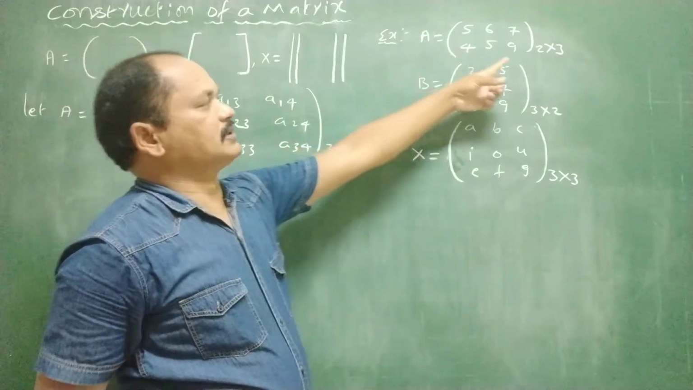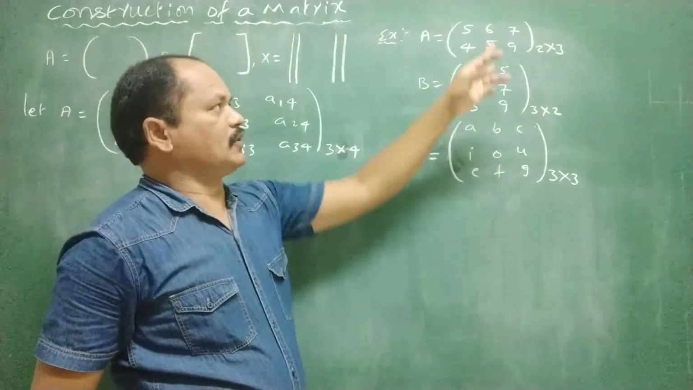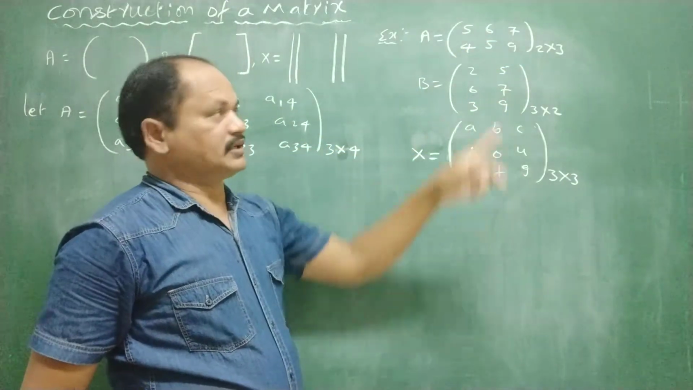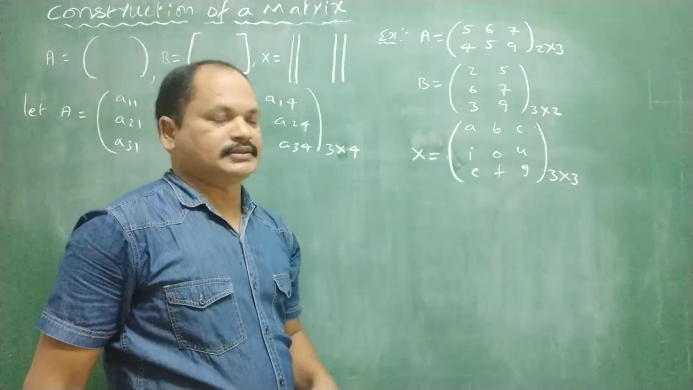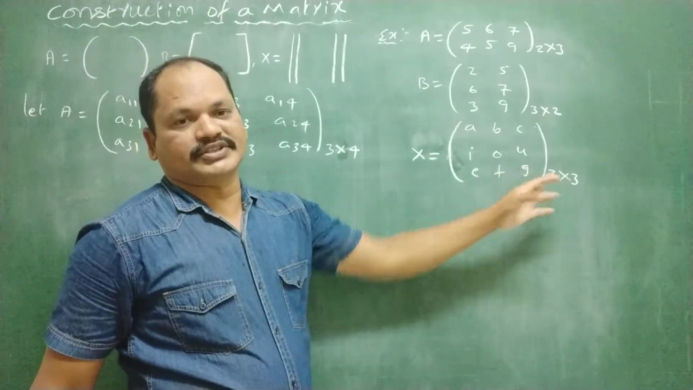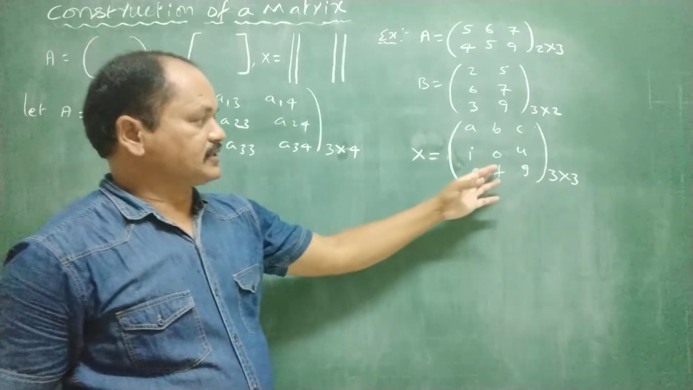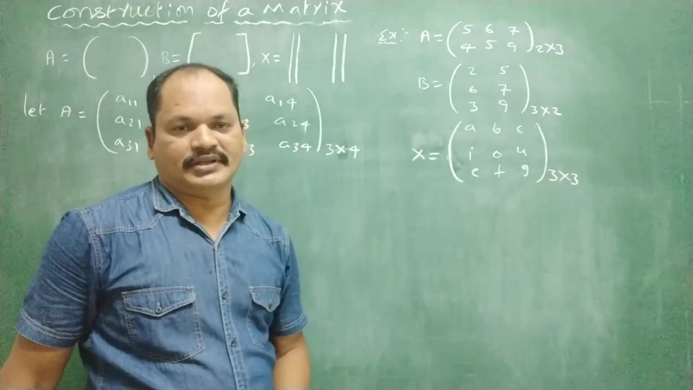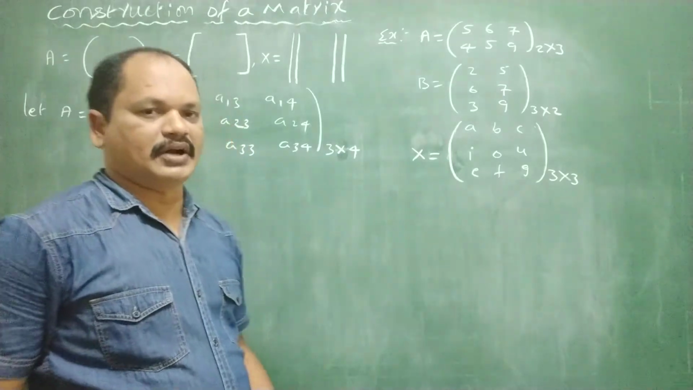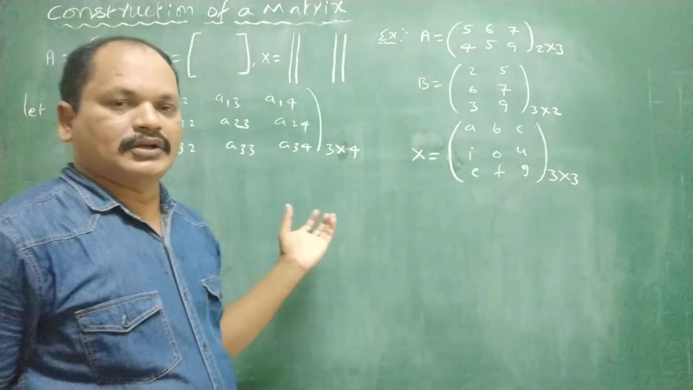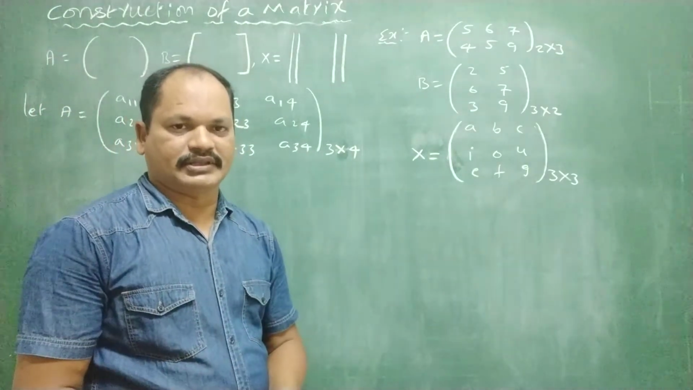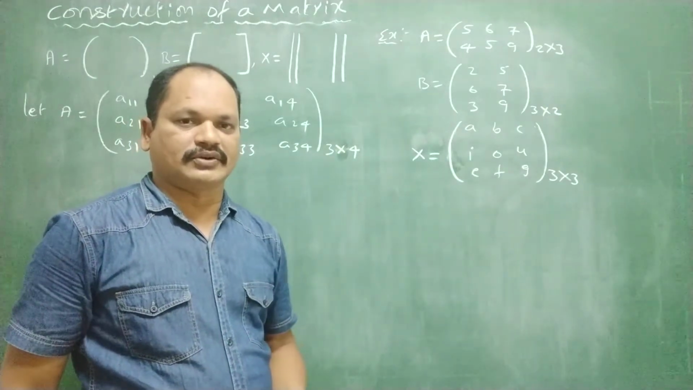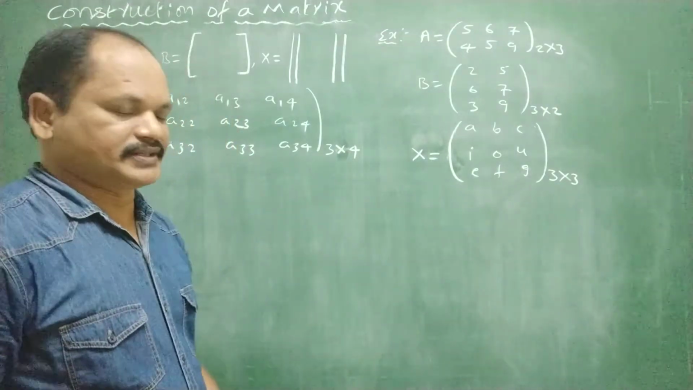Here, in these two, the number of rows is not equal to the number of columns, so these two are rectangular matrices. This one has the number of rows equal to the number of columns, so it is a square matrix, a square matrix of order 3. Right? That's all. Now we have to do a question on this concept, that means on the construction of the matrix.